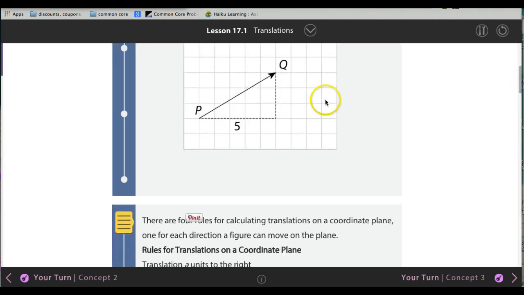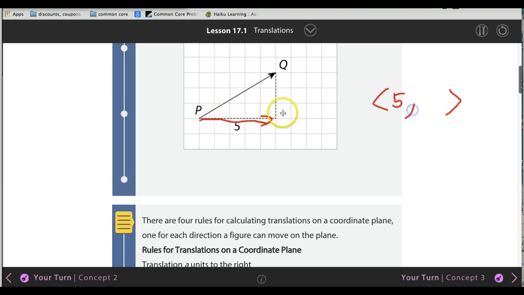If you have this vector over here, how are you going to express it in component form? Well, let's see. It's going to the right by 5, and then it's going up by 3. So that's how I would express it in component form. Or you can just go ahead and draw it like that, okay? But you have to understand both ways, okay?